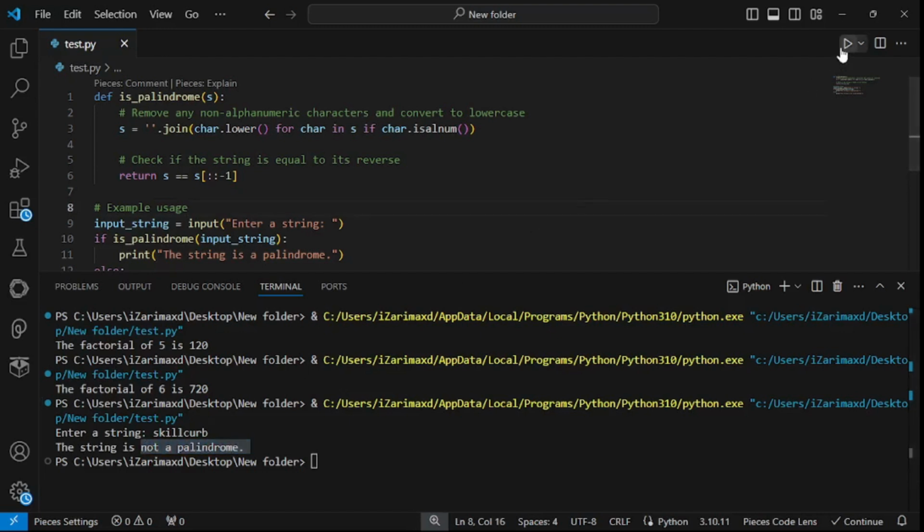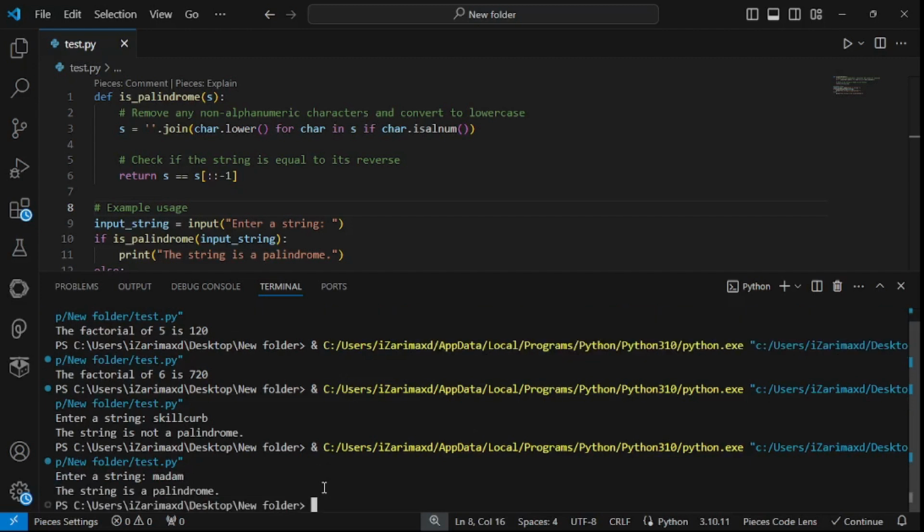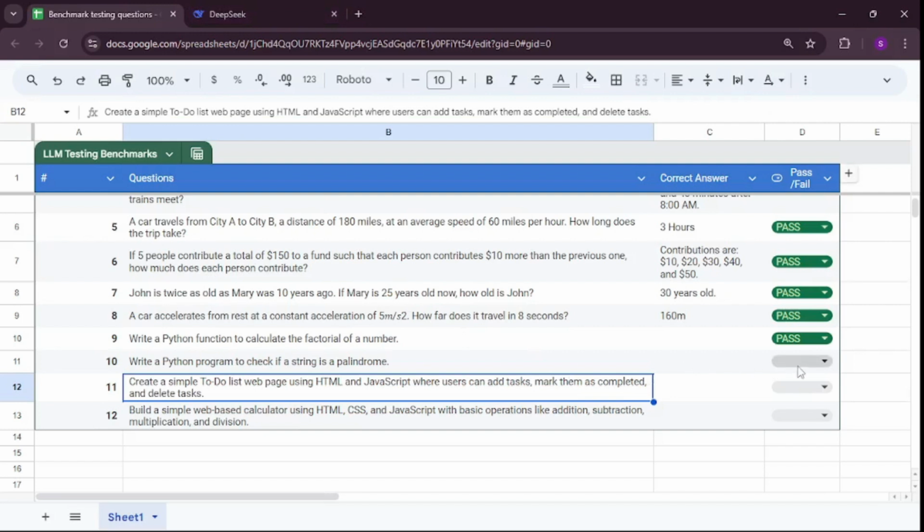But if I run this again, and if I say madam, it is a palindrome, because if we spell this backwards, it still spells the same. So let's go and hit enter. And yes, this string is a palindrome. So yeah, this was a bit more complex code, but still DeepSeek v2.5 passed this test. It's literally clearing all the benchmarks.